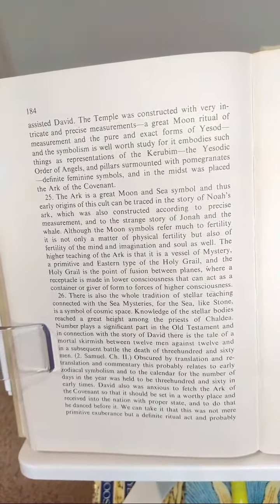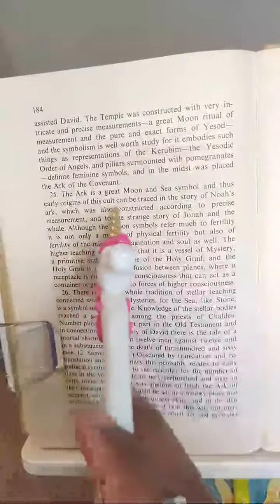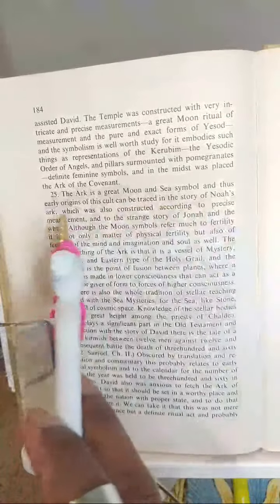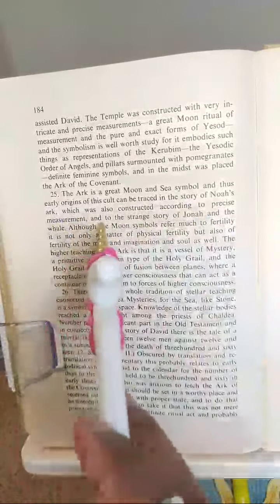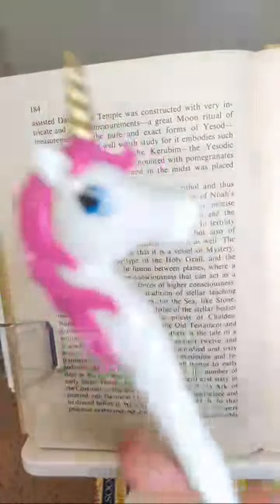The Ark is a great moon and sea symbol, and thus early origins of this cult can be traced in the story of Noah's Ark, which was also constructed according to precise measurement, and to the story of Jonah and the whale. You mean he didn't really get swallowed up by a whale and live in his belly?